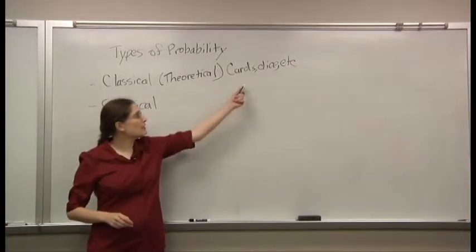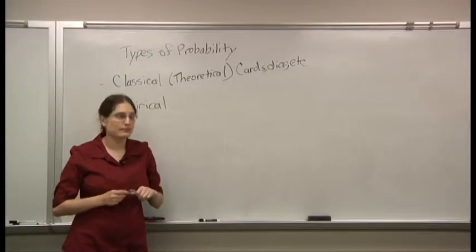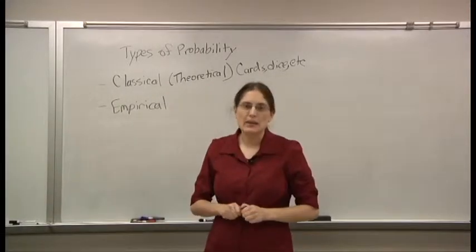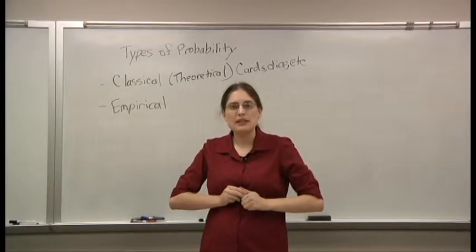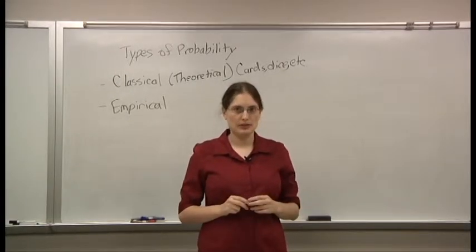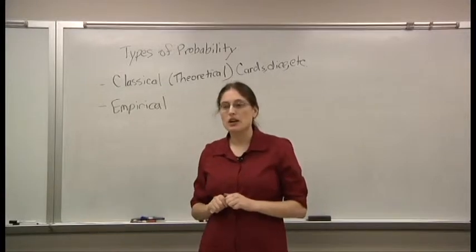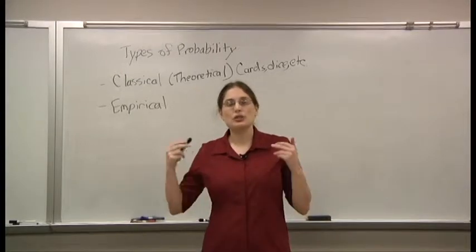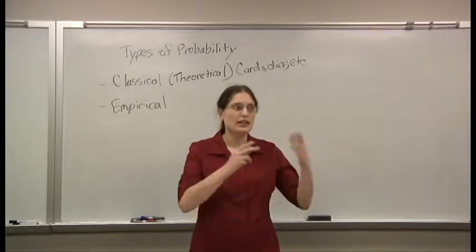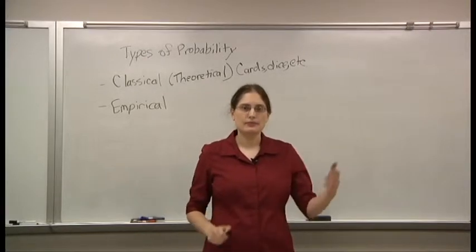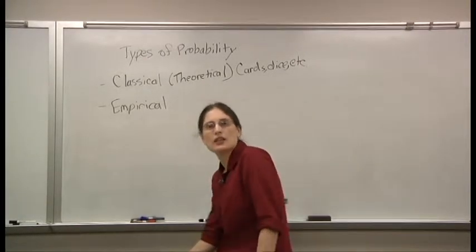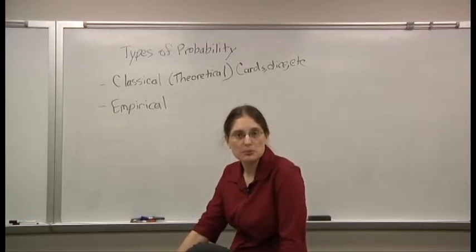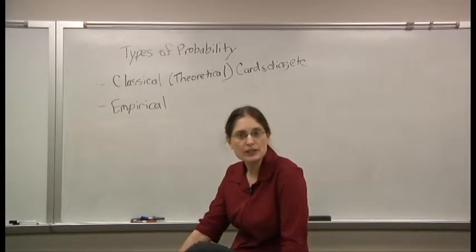Gambling is also based on theoretical probability. Empirical probability is what happens when you're basing your probability on past experience. Like, I want to know the probability that the bus will be late, so I watch a whole bunch of days and see, is the bus late or not? And I can say, okay, out of 100 days, the bus was late 39 times. The probability that the bus is late is 39 out of 100.